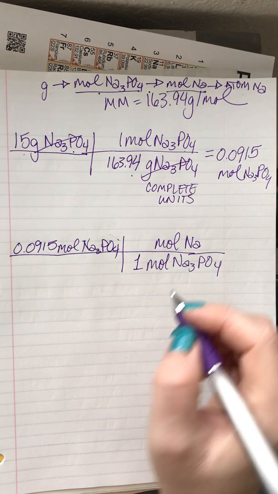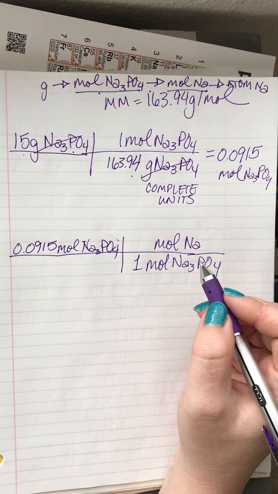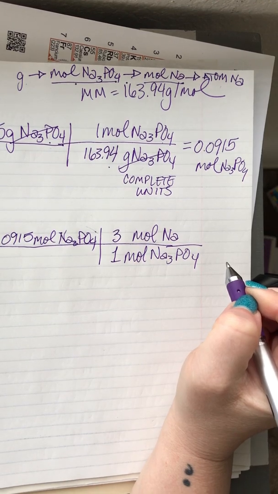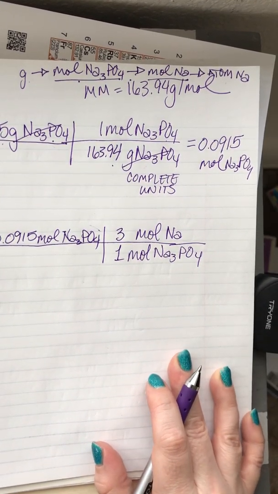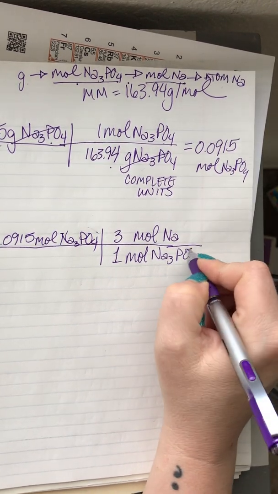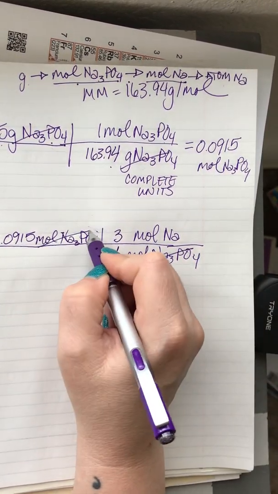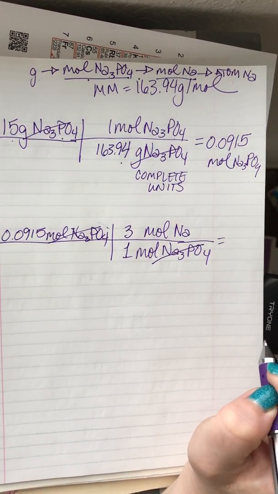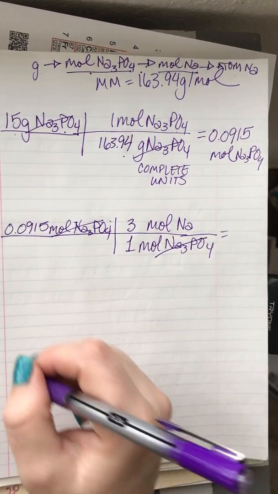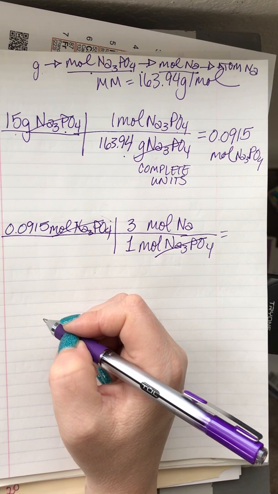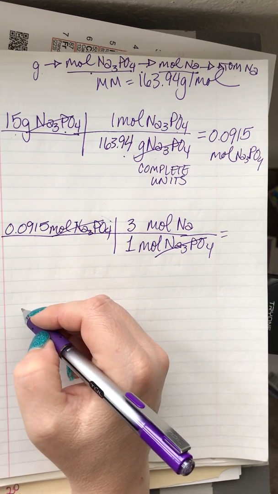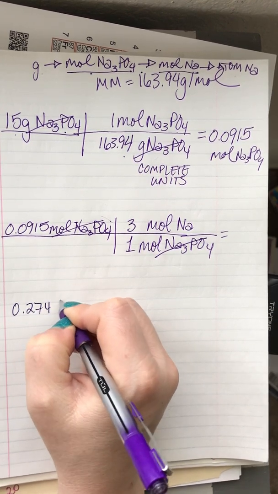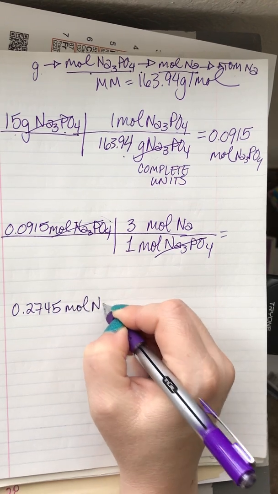That's totally fine. But the steps that we're going through are still the same, right? So we would have 3 moles of sodium for every 1 mole of sodium phosphate. So now moles of sodium phosphate will cancel with moles of sodium phosphate, and we get 0.2745 moles of sodium.